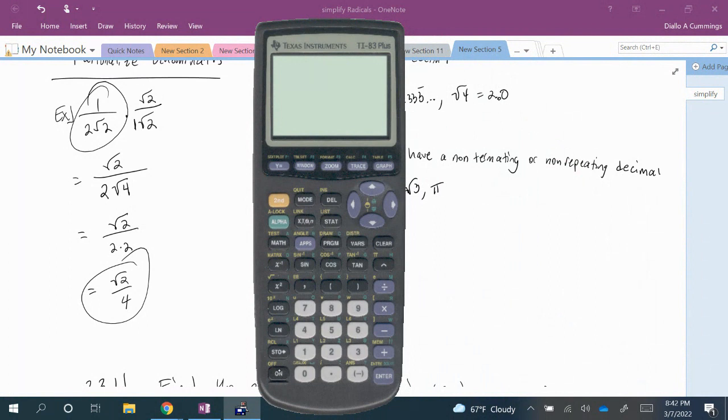Okay, calculator. All right, so this is 1 divided by, I'm going to use a set of parentheses, 2 times the square root of 2, and I get 0.35355. I'm going to evaluate the square root of 2 divided by 4. And notice we get the exact same value.